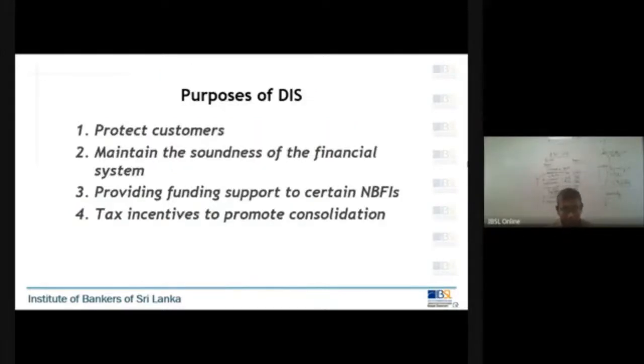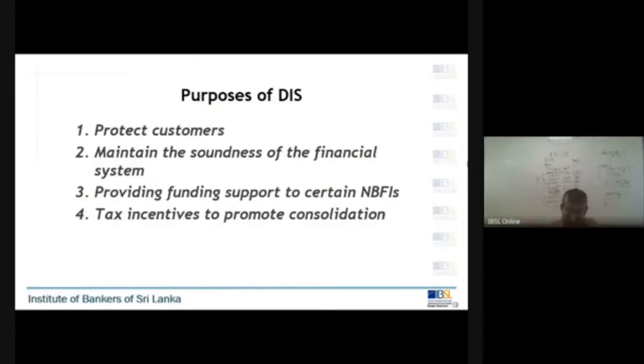So what is the purpose of the deposit insurance scheme? Actually, that is not the objective, right? This is the purpose. The purposes of the deposit insurance scheme, a liquidity support scheme: first, to protect customers. That is why we learn all these things, right? Protect customers. Maintain the soundness of the financial system. Providing funding support to certain NBFIs and banks. How? Liquidity. Okay, so if you put three, it is more than enough.